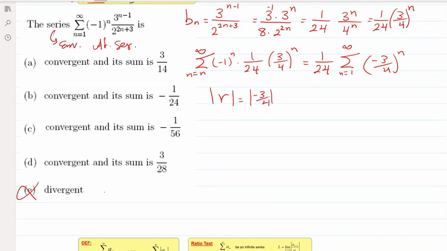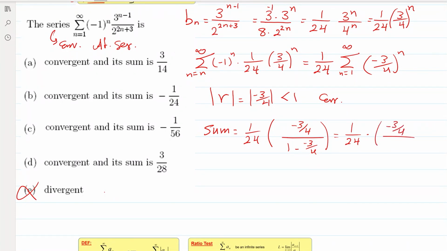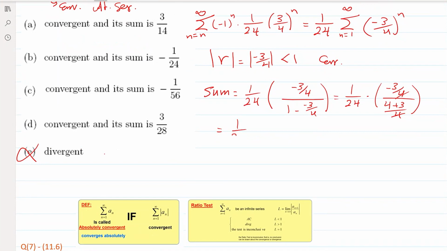I just care that if the absolute value of r is less than 1, it will converge. And the sum will be what? The first term, which is at n equal 1. Keep in your mind you have 1 over 24 outside. The sum of the geometric series will be the first term when n equal 1, which is minus 3 over 4, divided by 1 minus the ratio, which is minus 3 over 4. And this is equal to 1 over 24 times minus 3 over 4, over the denominator 4 plus 3 over 4. Simplify that, and the answer will be 1 over 24 multiplied by minus 3 over 7.